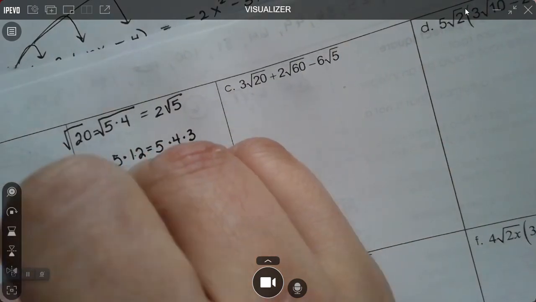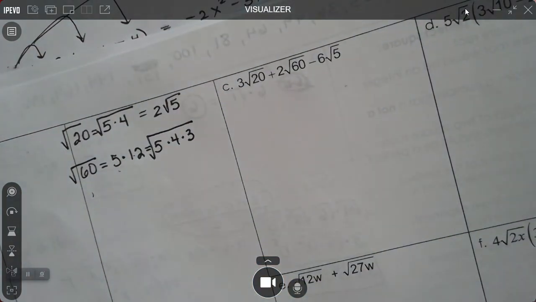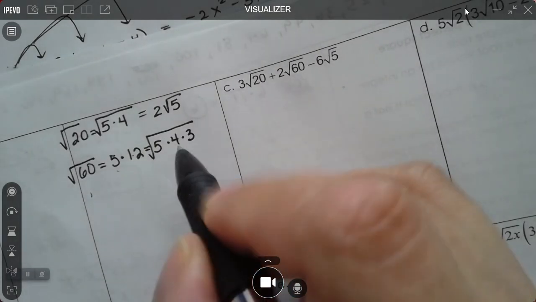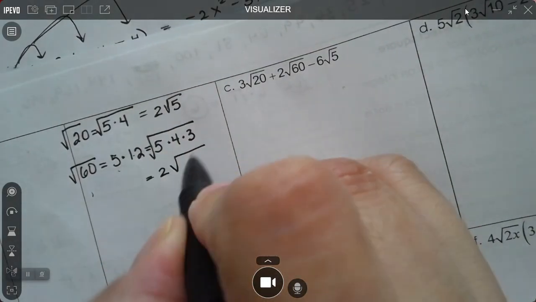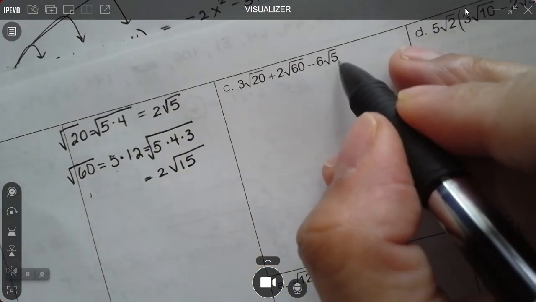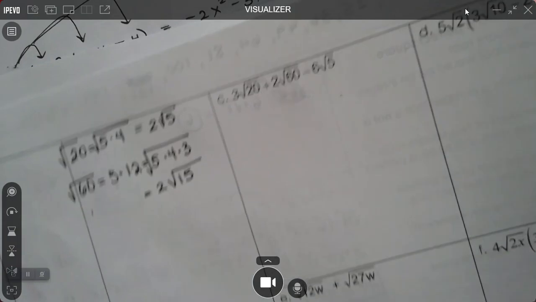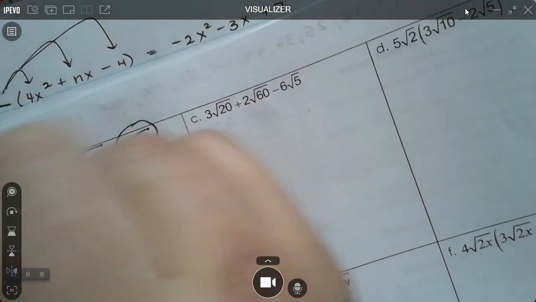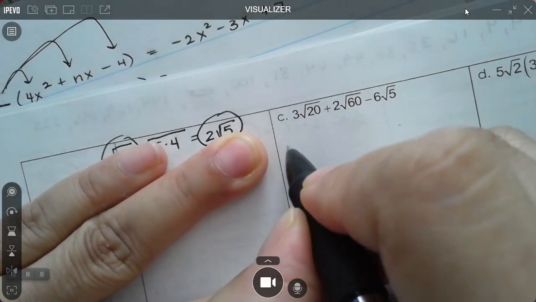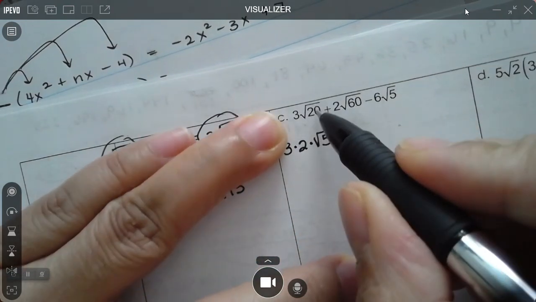Okay, so the square root of 60, notice how I'm putting the radical there, is going to be the square root of those 3 numbers. What's the square root of 4? So then this becomes 2 radical, what's 5 times 3? Oh, and then radical 5 by itself. All right. This is just the radical 20. Are we clear? And there's a 3 here. So 3 times 2 times radical 5. That's this first term.